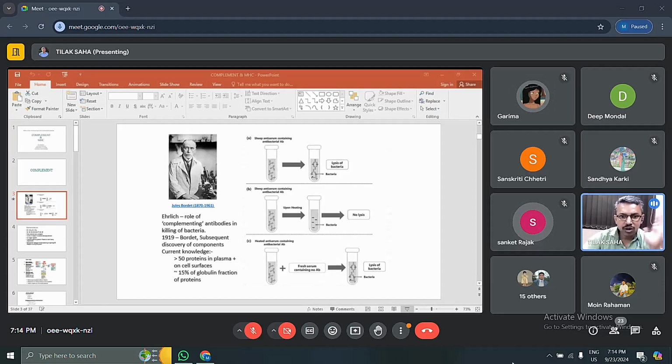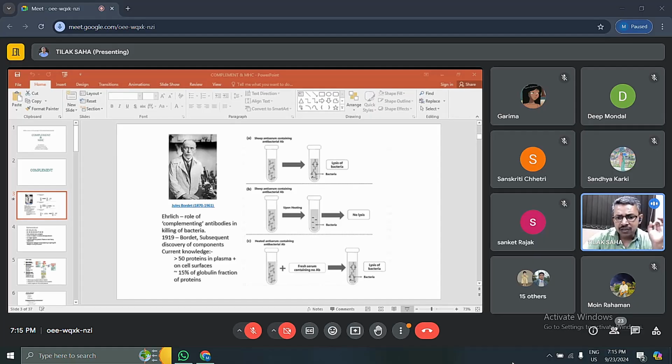So all of us now understand that if antiserum is mixed directly with the bacteria, the bacteria get lysed. If antiserum is heated for some time up to 56 degrees centigrade, the antiserum loses its capability to kill the bacteria. Now what could be the factor? If antibody was the factor, it was not lost, because antibodies were intact even at 56 degrees centigrade temperature.